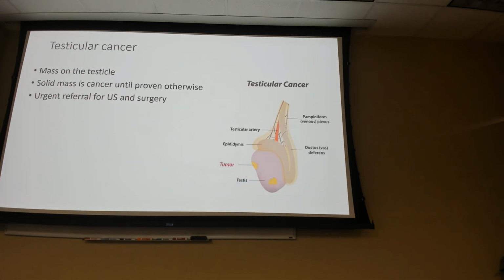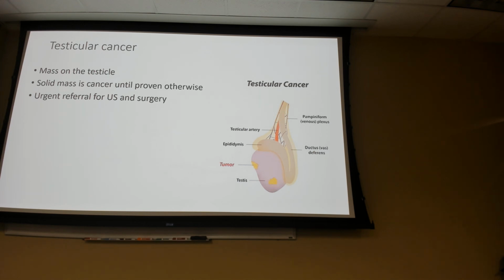And then testicular cancer. So any mass on the testicle during your evaluation, you need to rule out testicular cancer. This is an urgent referral for ultrasound, and then if they determine it's cancer, they need to go to surgery, but a scrotal ultrasound works very well for these patients. It's typically a non-tender, not painful mass on the scrotum. It doesn't transilluminate, so immediately you should be suspicious for cancer and send it for an ultrasound.